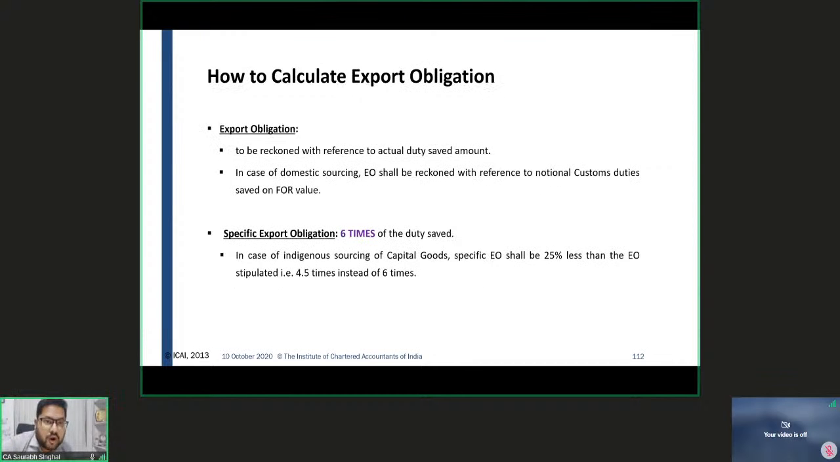How to calculate your export obligation under EPCG? Export obligation is duty saved amount: BCD, social welfare surcharge, IGST, cess, into 6 times. That is your export obligation. That is the value of export. Remember this. This is the value of export. 6 times of duty saved is the export value that you have to achieve.